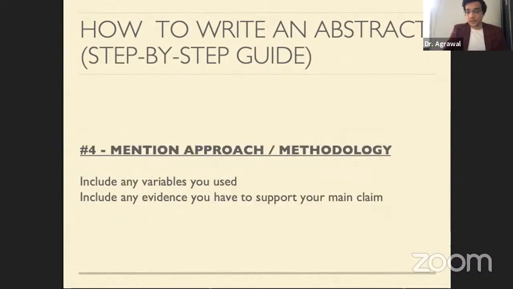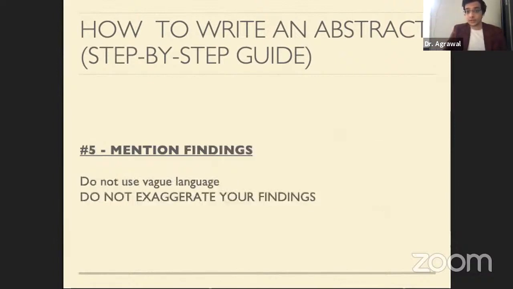When you're writing about the methodology in the abstract, just write about how you decided to solve the problem. What exactly did you do to reach your results? Then you can mention your findings, include any answer to the problems you set out with in the first part of your abstract.